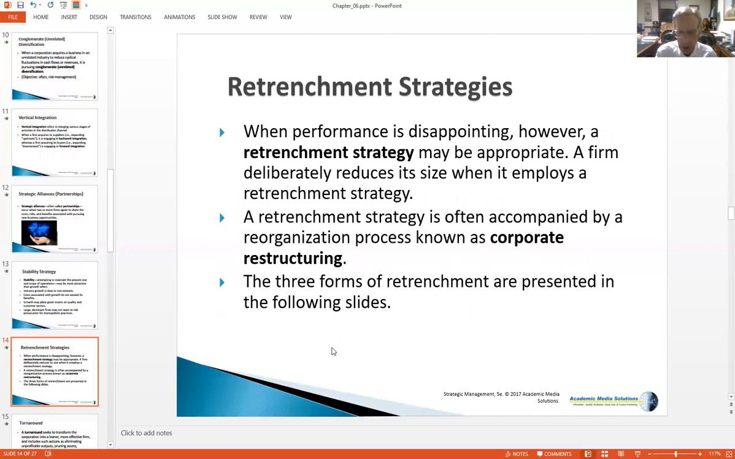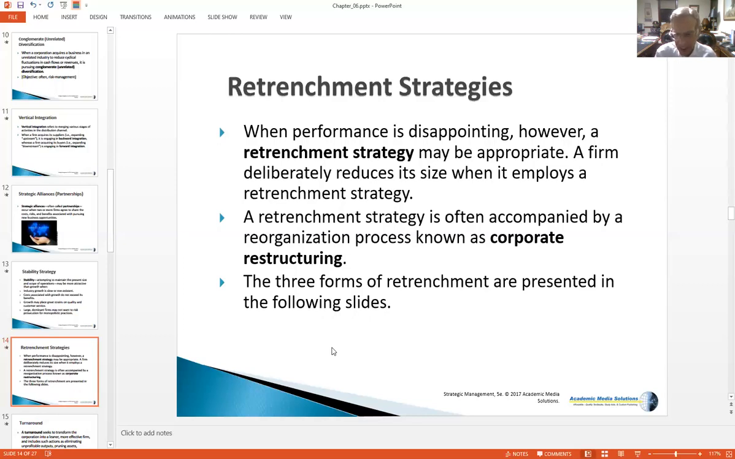Retrenchment can occur after an industry begins to decline. Parnell gives you a bunch of reasons here, but if an industry starts to decline, if it's reached its maximum growth in its life cycle and starts downward, then retrenchment may simply be a necessity.